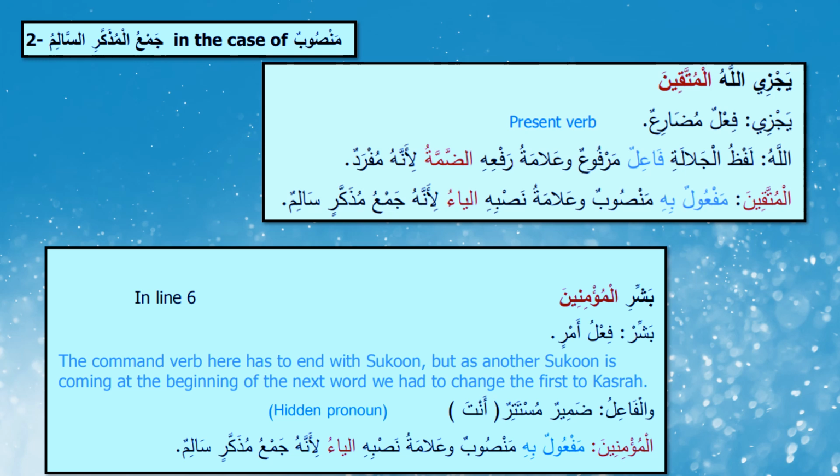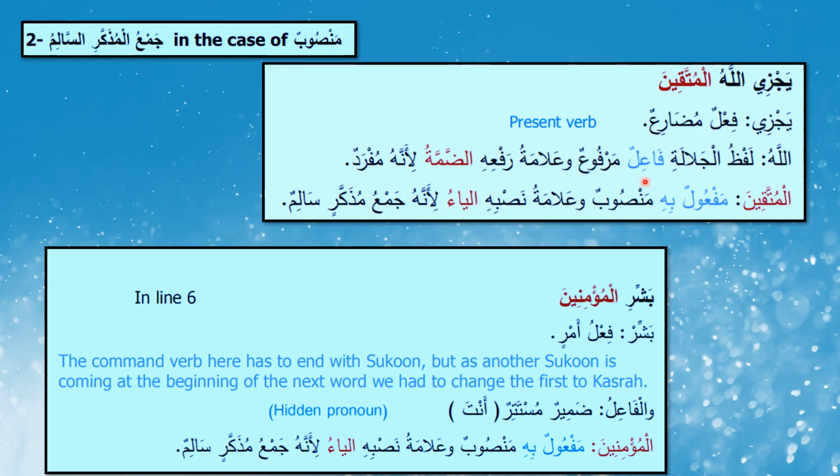Now let's check the mansoob case. In mansoob case we have a jumla fi'liya, yajzillahu al-muttaqin. So fa'il and maf'ulun bih, it's easy. So yajzi means to give reward. Yajzi, it's in present tense, fi'l mudari.